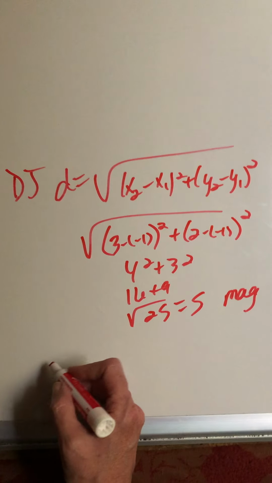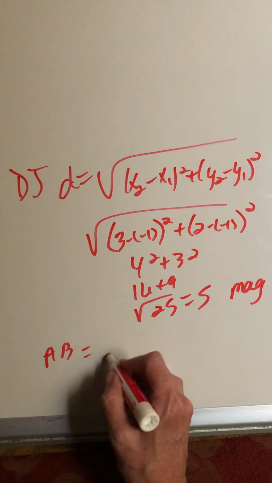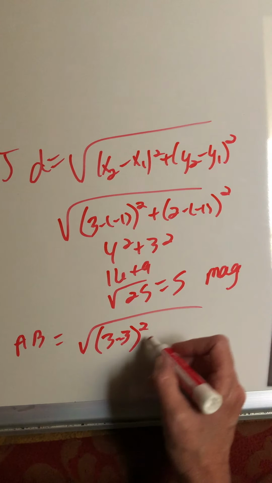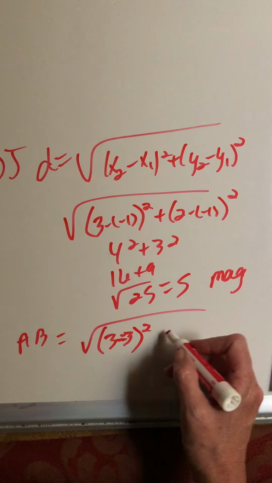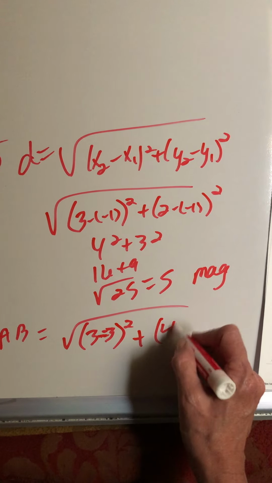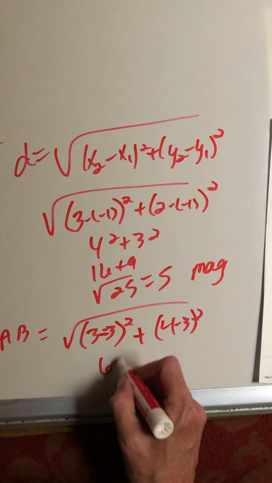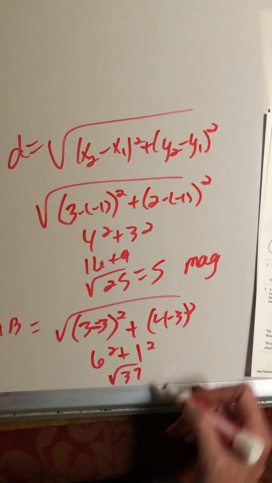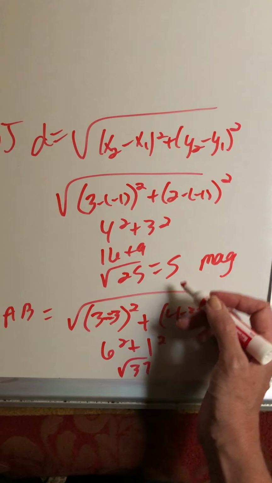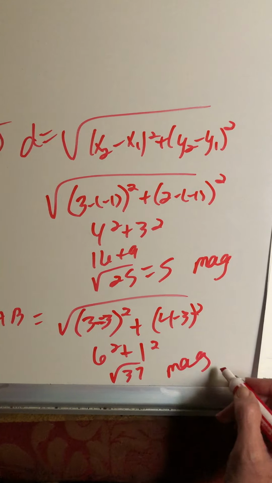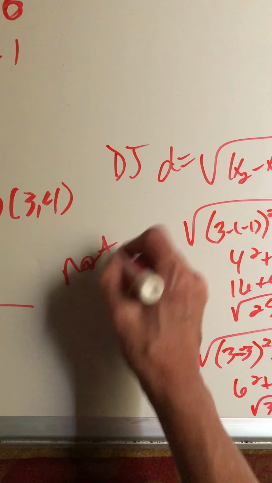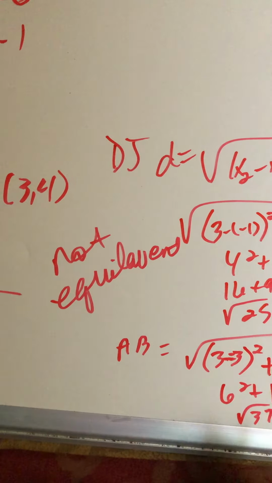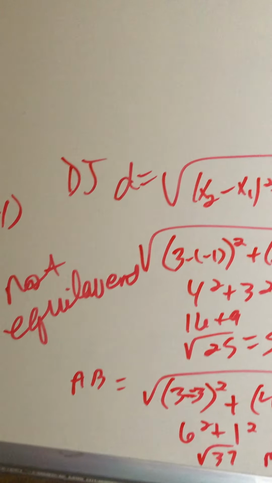And then for AB, we've already got the distance formula written, so we could do 3 minus -3 all squared. That's 2 negatives there. 3 minus -3 all squared plus 4 minus 3 all squared. So that's a 6 squared and a 1 squared, which would give me the square root of 37. So they're not equivalent because one's got 5 for the magnitude. This has got the square root of 37 for a magnitude. So these are not equivalent. They're not going the same direction, and they're not equivalent because they don't have the same magnitude. Okay, so that's number 1.